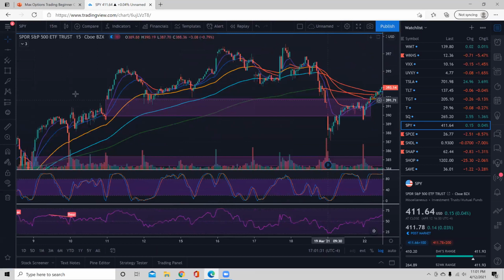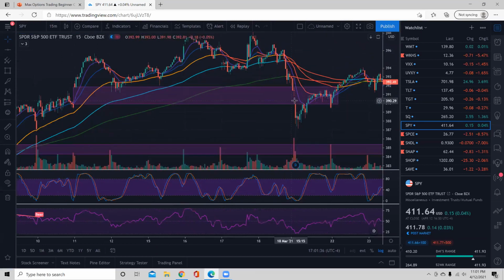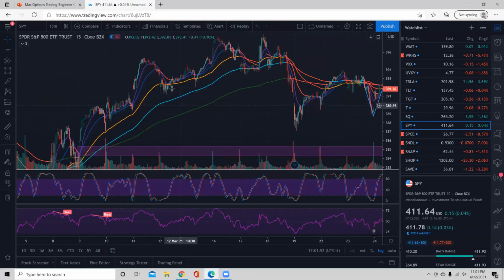Now this gap was created on 11 March and that gap below on 19 March. So it took over a week to come back down, but eventually that gap was filled on the 19th of March completely. And now this gap, once it's filled completely, there's no reason to keep track of it except for that S&R level that was just created.